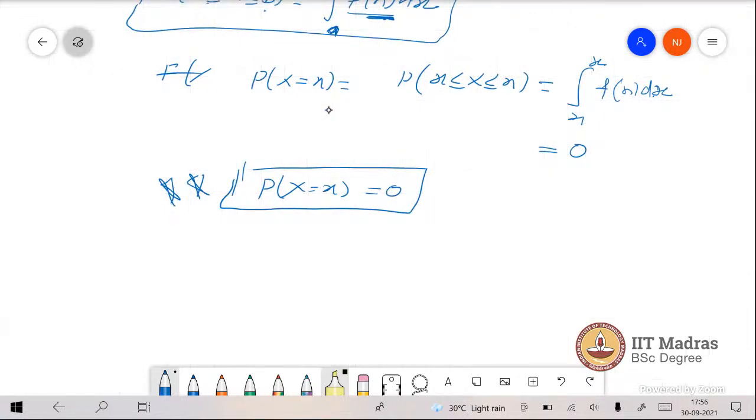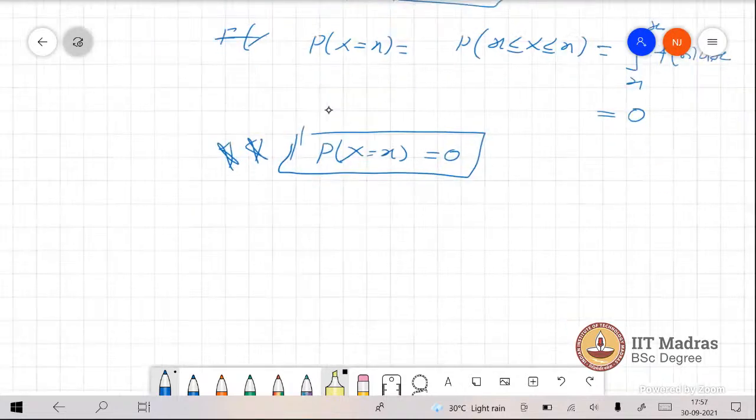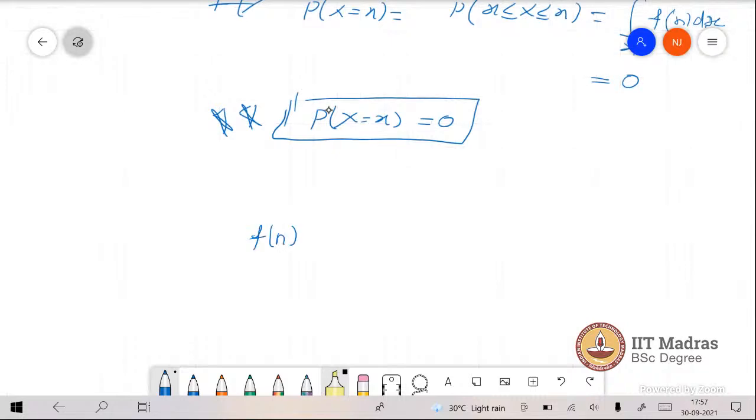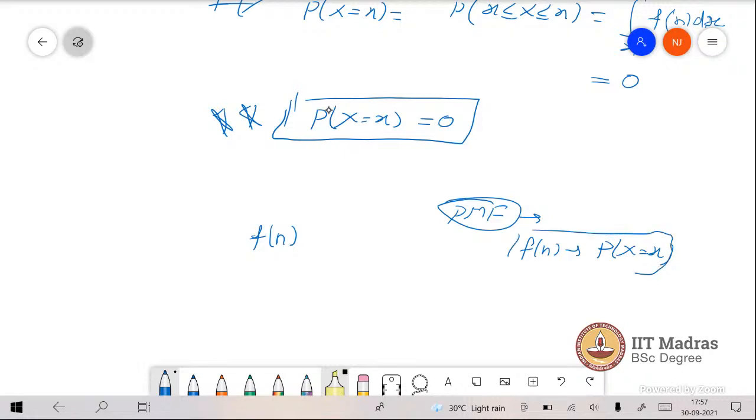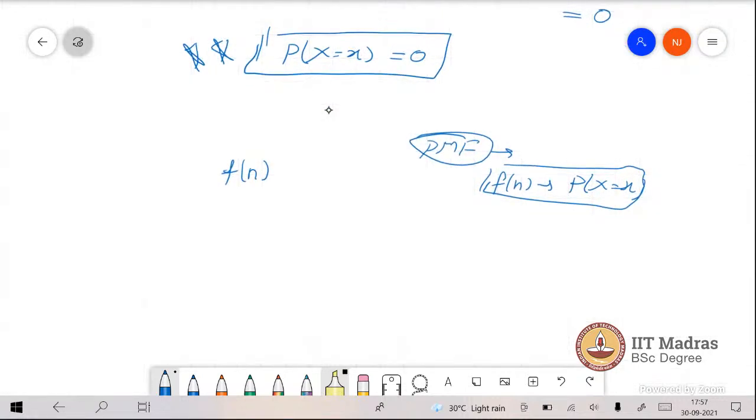Now, what do I mean by f(x) exactly? In the discrete case we define the PMF, and f(x) means the probability that X takes the value x. This is how you define the PMF. So what exactly does f(x) mean for a PDF? What does f(x) give you?